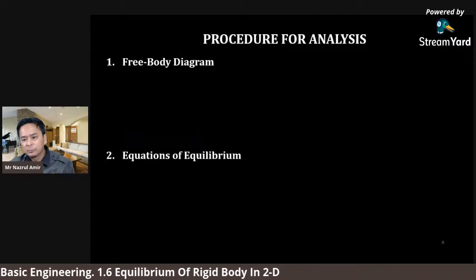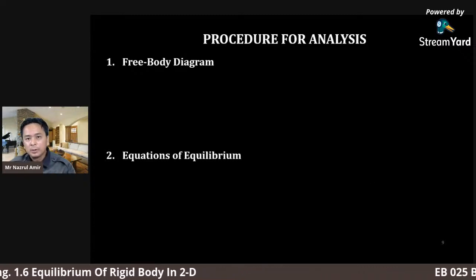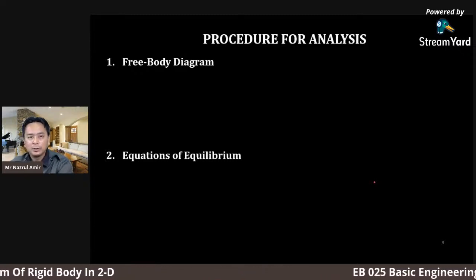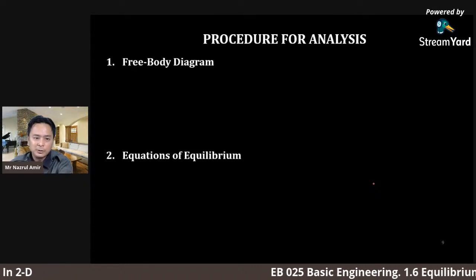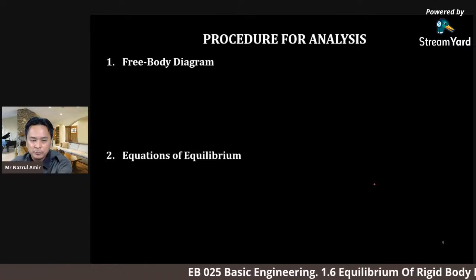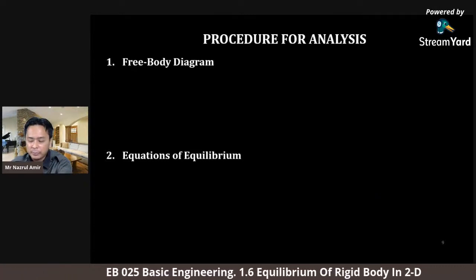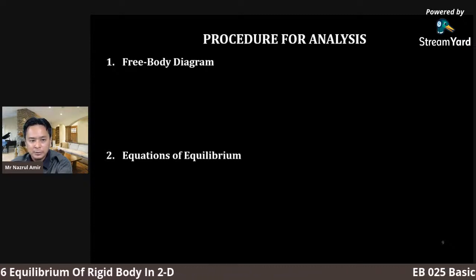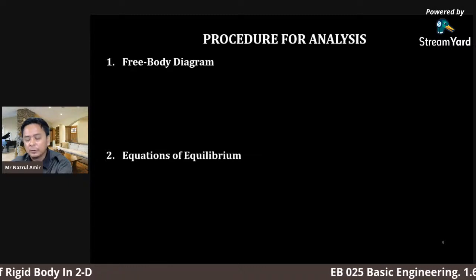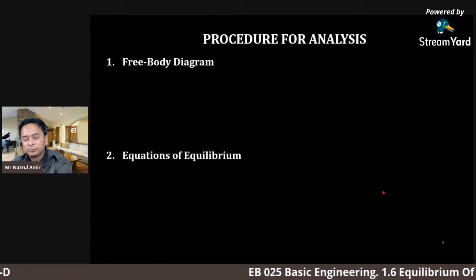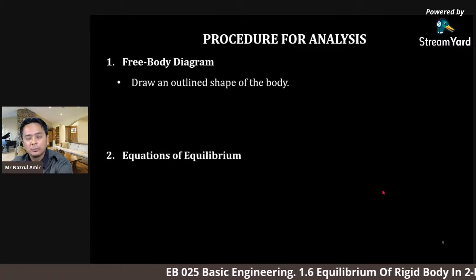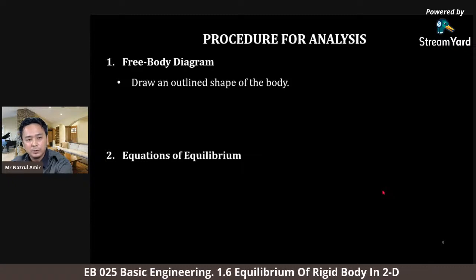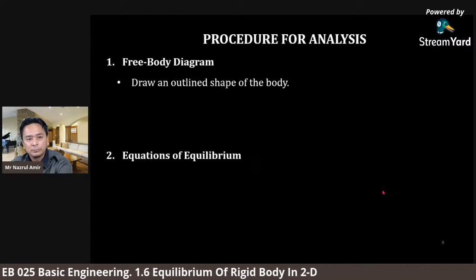Right. So we move on to the next step, analysis. Now we move to analysis. The analysis of the equilibrium of a rigid body includes two main steps. The first step is the free body diagram itself, and the second one is the equations of equilibrium. This is similar to what you have learned. We just recall the steps.